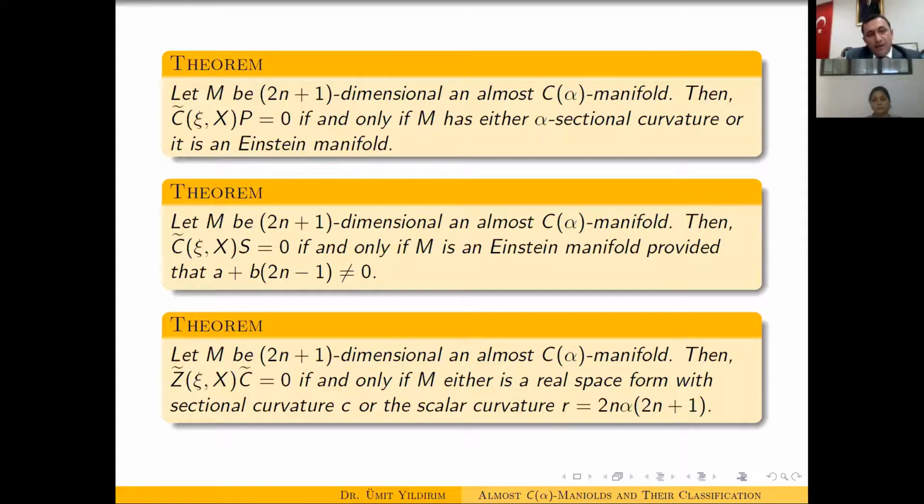New theorem: let M be a 2n+1 dimensional almost C alpha manifold, then tilde Z Xi X tilde C equals 0 if and only if M either is a real space form with sectional curvature C or the scalar curvature R equals 2n multiplied by 2n plus 1.